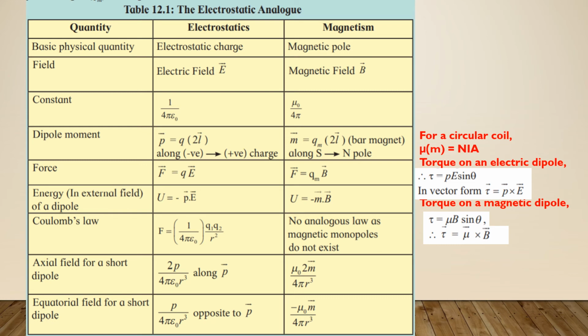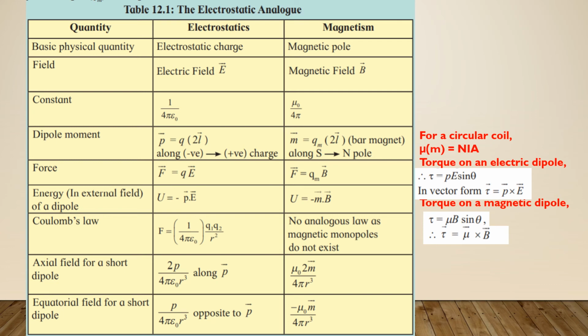Next, the axial field due to short electric dipole is given by E bar is equal to 1 upon 4 pi epsilon 0 2p upon r cube, which is directed along P bar. Whereas the axial field due to short magnetic dipole is given by B bar is equal to mu 0 upon 4 pi 2m upon r cube directed along M bar.